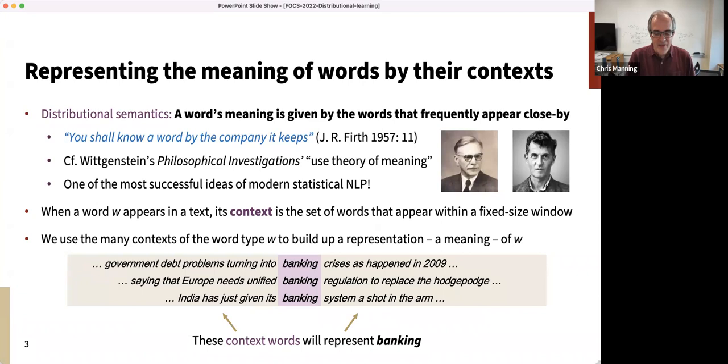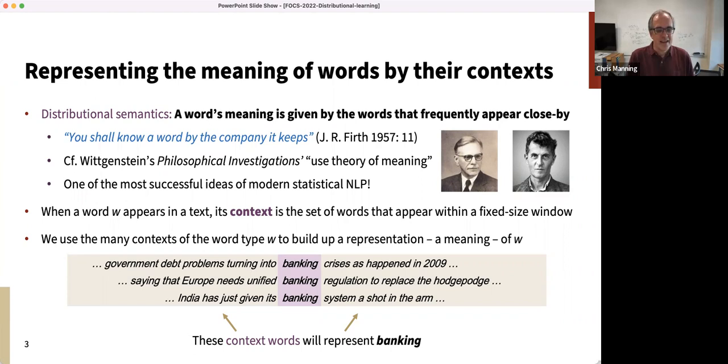Another one is distributional semantics, which has normally had a fairly marginal position in linguistic and philosophical thinking. The idea of it is that you think that the meaning of a word is the context in which it's used. It's often summed up in the slogan of the British linguist J.R. Firth, "You shall know a word by the company it keeps." But it goes back further than that. So in Wittgenstein's later Philosophical Investigations, he also explores a use theory of meaning.